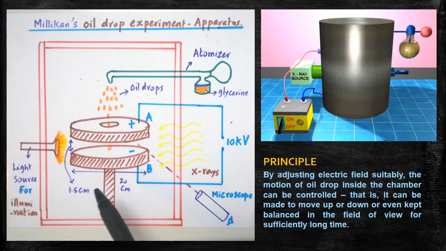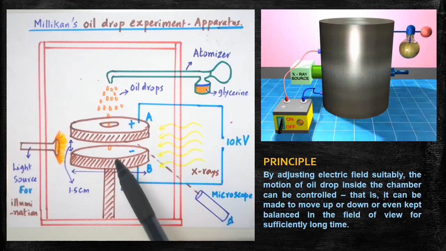Charge of the electron value is 1.602 into 10 to the power of minus 19 coulomb. That value was first found by Millikan. For that purpose, he had designed this apparatus. Now we are going to describe how the apparatus is constructed.